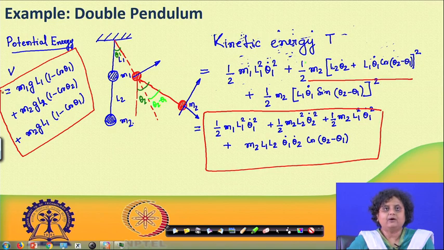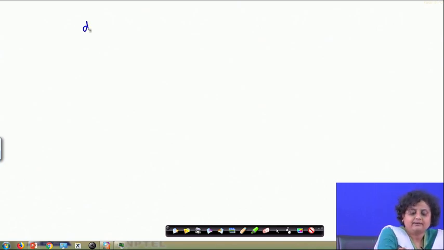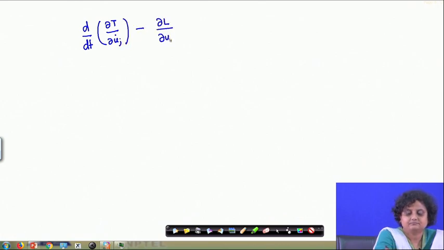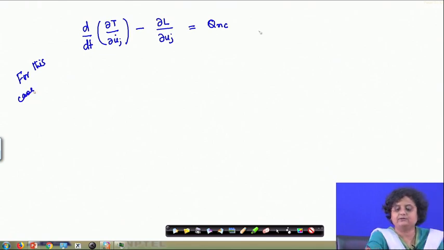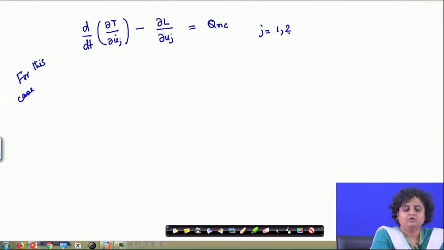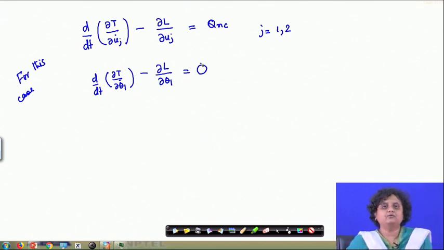We can use this to write down the equation of motion from the Euler-Lagrange equation. So, now let us get into the Euler-Lagrange equation. The Euler-Lagrange equation gives us d/dt of del T by del u dot j. For this case, this is a 2 degree of freedom system, so j is 1 and 2. The two equations that we have: d/dt of del T by del theta 1 dot, and so on, is equal to 0, because there is no non-conservative force.